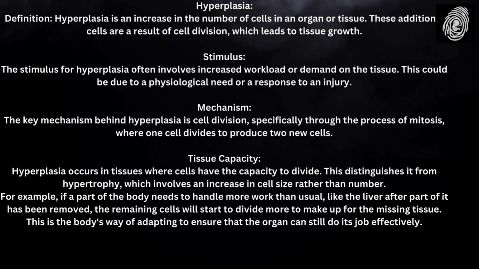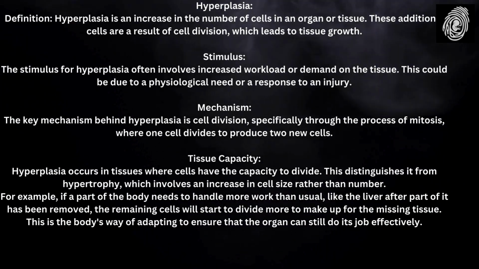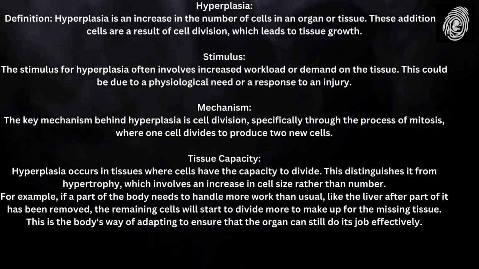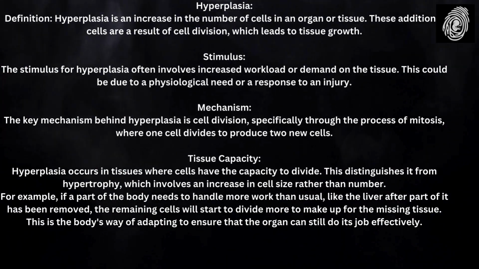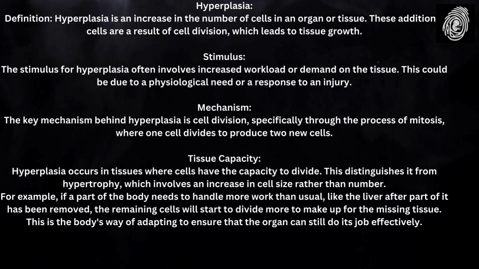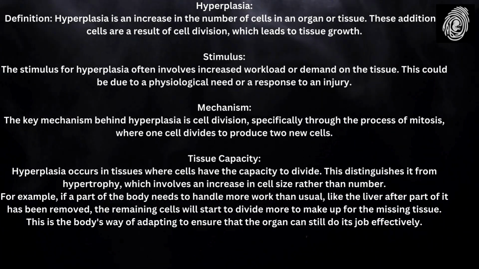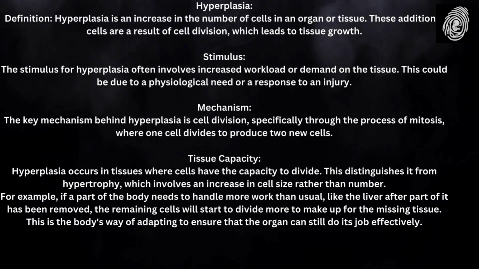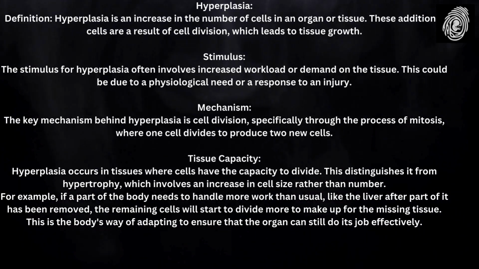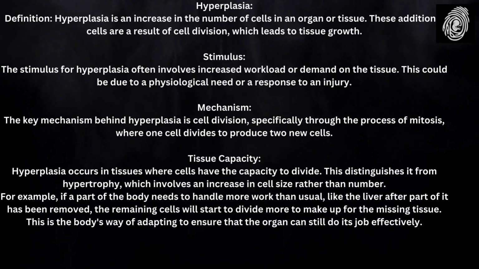Mechanism. The key mechanism behind hyperplasia is cell division, specifically through the process of mitosis, where one cell divides to produce two new cells. Tissue capacity. Hyperplasia occurs in tissues where cells have the capacity to divide. This distinguishes it from hypertrophy, which involves an increase in cell size rather than number.